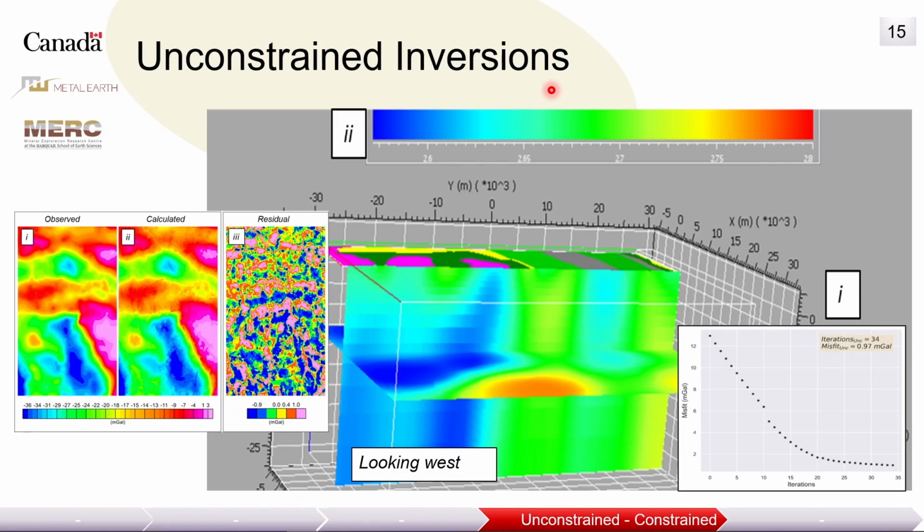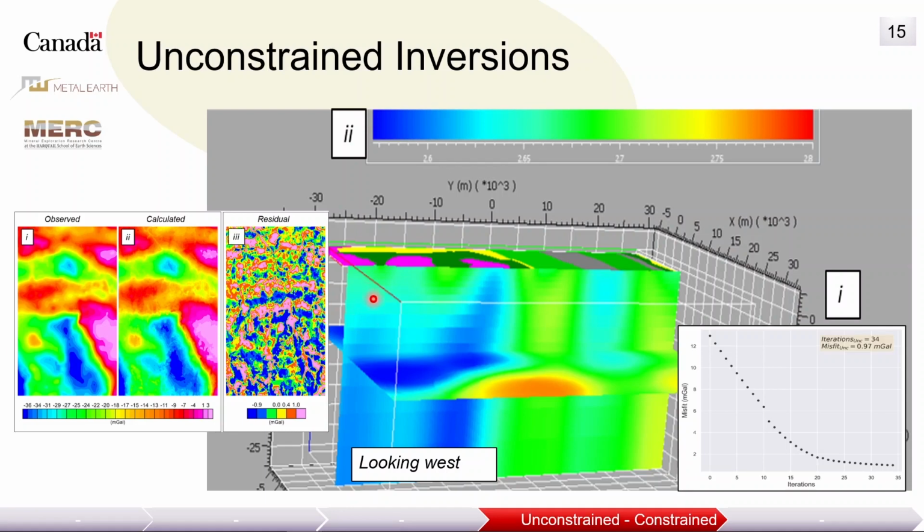So we use the VPMG algorithm for the inversions. The first model that we have is a purely unconstrained inversion, and the good thing about using an unconstrained inversion is that it's very easy to get a low misfit. It's also quick to get this. As you can see in this plot, we went from about 30 milligals to 1 milligal, which was the goal. And when you compare observed data and calculated data, it's very good, right? So, in the residual here.